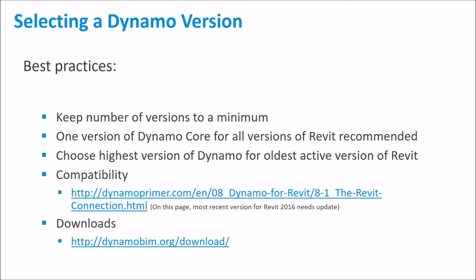Dynamo development does move at a different pace from Revit, and as such, versions and release dates don't generally align between the products. So this unsynchronized release schedule can cause issues for users if it's not correctly managed, and the workflow we're recommending is to keep the number of versions in the environment to a minimum, and also maintain a single version across all Dynamo environments whenever possible.